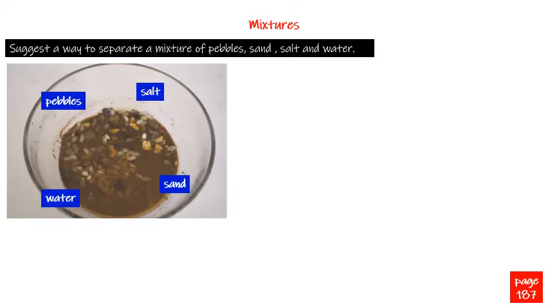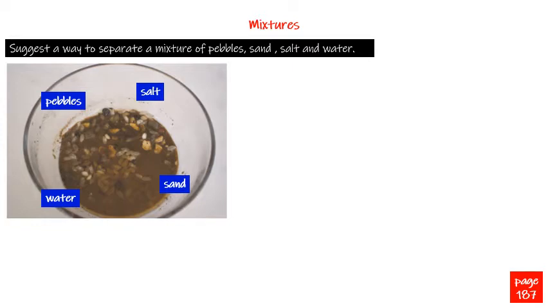Mixtures come in many forms and phases, and as we said, we can separate them, right? The kind of separation way depends on the kind of mixture it is. So can you think of a way to separate a mixture of pebbles, sand, salt, and water? Yes, we can see the pebbles with our eyes, right? How can you separate the pebbles from the other components of this mixture?